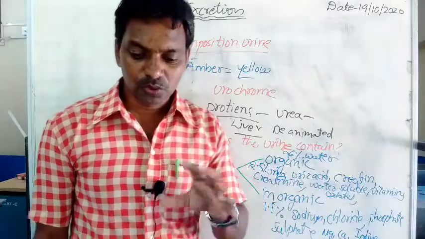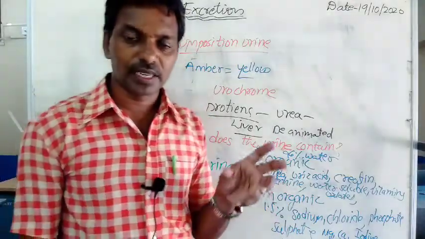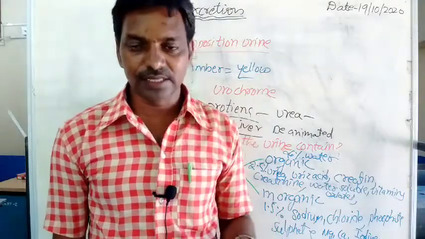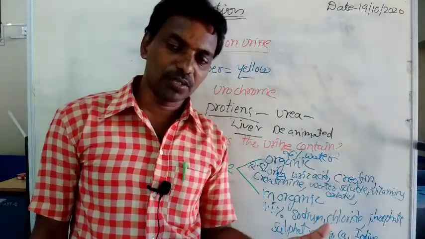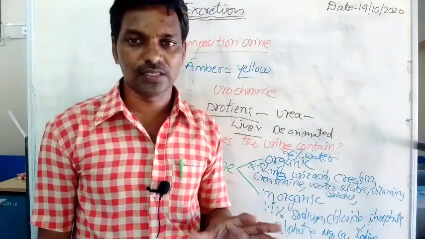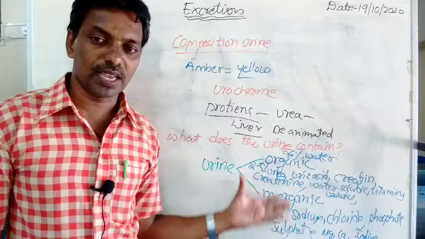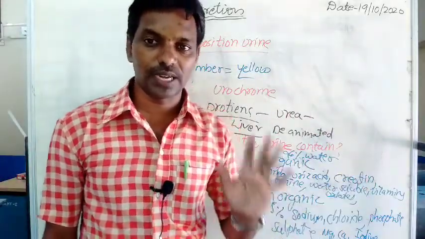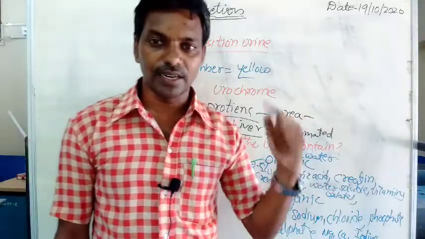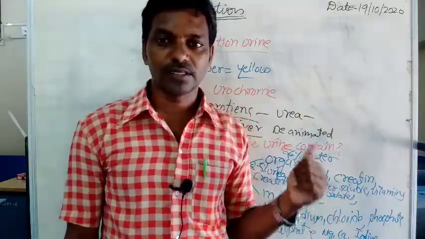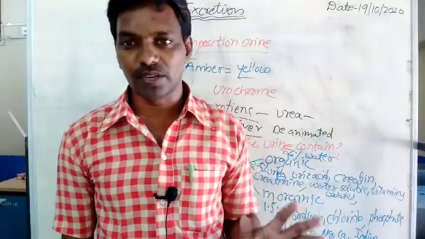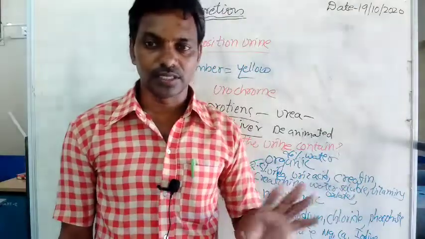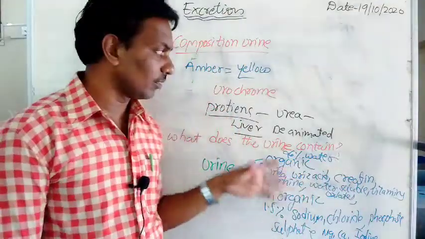Next, when urine formation occurs, at the beginning it is in an acidic state. At the end, when the urine is expelled, it changes to an alkaline state because of some metabolic activities. Acid changes into a basic state. So it is acidic at the beginning and alkaline at the end, because urea changes to ammonia. So up to here, that is what urine consists of.